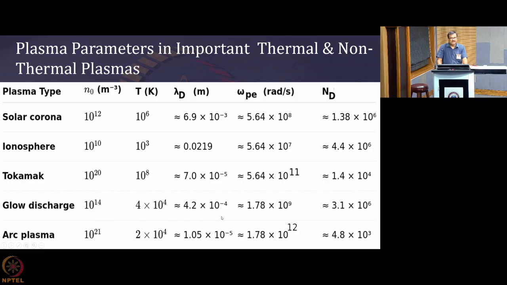And this glow discharge and tokamak and this solar corona, you can just note down the figures of this Debye length. So this is 10 to the minus 3 meters, so it is of the order of millimeter. This is glow discharge, again 0.4 millimeter, but in case of tokamak it is 0.07 millimeter. So that is the kind of smallness or largeness that you can experience about the Debye length within which the plasma is able to shield. So this gives a very clear idea about that.